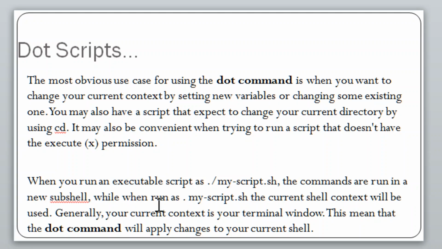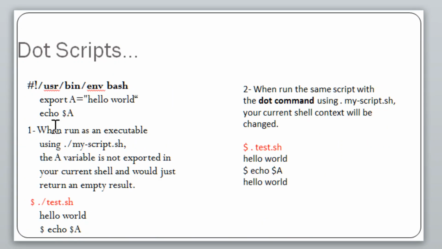So generally, your current context is your terminal window. This means that the dot command will apply changes to your current shell. So here we have an example of that. We have a script here. So we run it as dot slash myscript.sh. The A variable is not exported in your current shell, and we just return an empty shell. So if we were to do echo A, we would get nothing back, right?